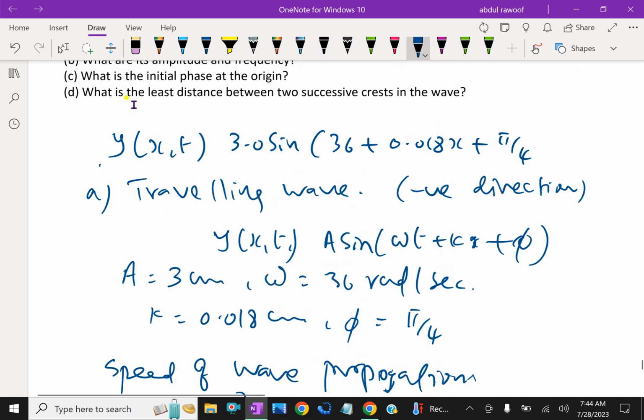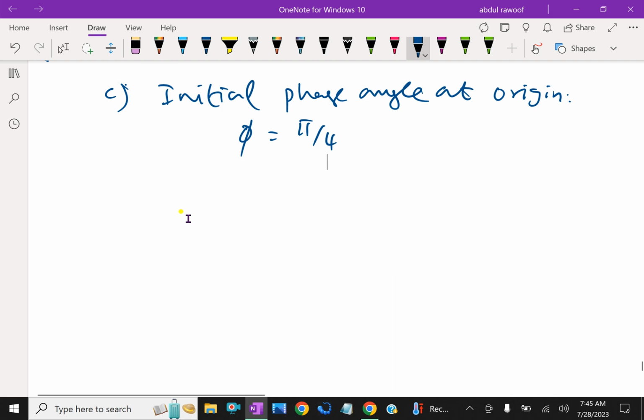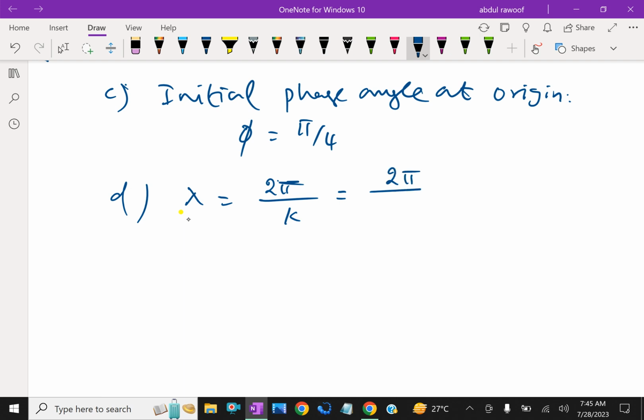Then D, what is the least distance between two successive crests in the wave? Here, least distance between the two successive crests. They are asking for the wavelength lambda, the length between two successive crests is lambda, that is the wavelength, which is equal to 2 pi by k. 2 pi over k is 0.018, which gives 349 centimeter, which is equal to 3.49 meter.